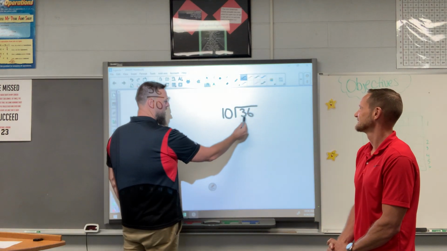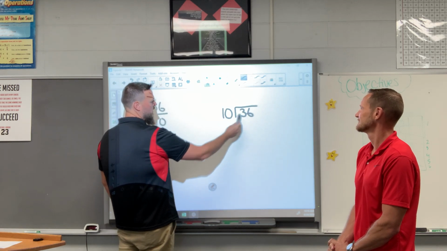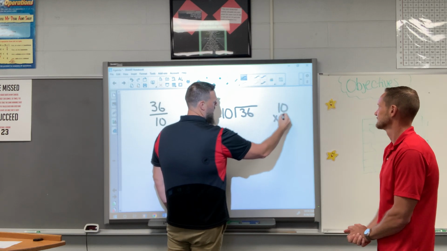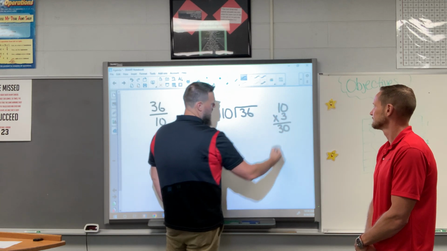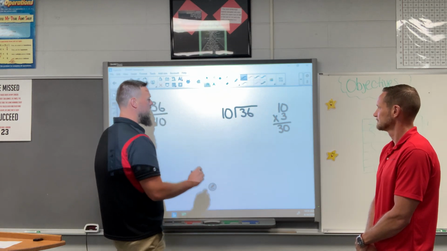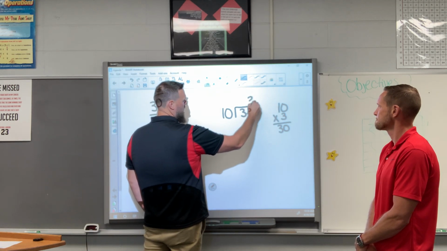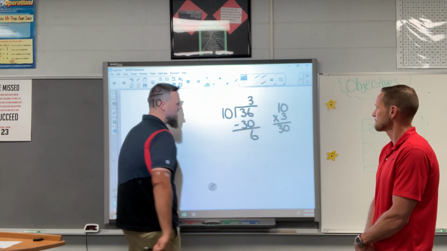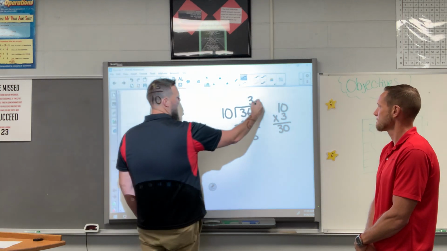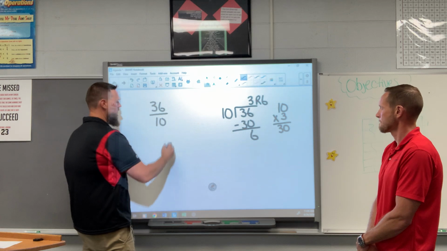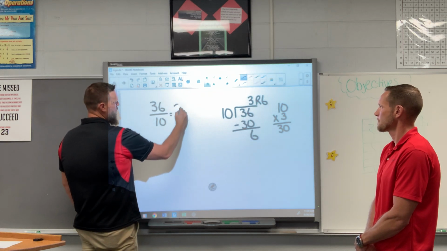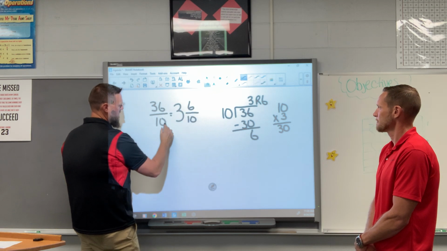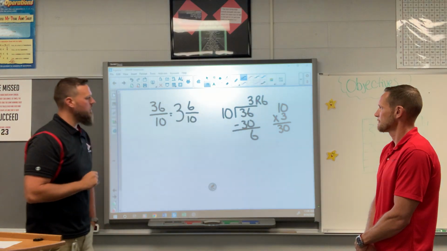So, how many times will 10 go into 3? It won't. How many times will 10 go into 36? Well, I know that 10 times 3 gives me 30, and 10 times 4 gives me 40. So 3 is the most, so I'm going to transfer it right this time. I'm going to put a 3 up here, subtract away the 30, and I have 6 remaining. So 3 remainder 6. So to put it back into my problem, we have 3 wholes, 6 over 10. So my 10 stays the same, my remainder becomes my numerator, and I have my whole number.